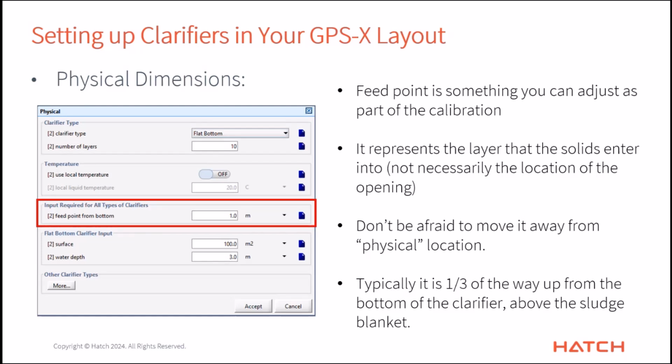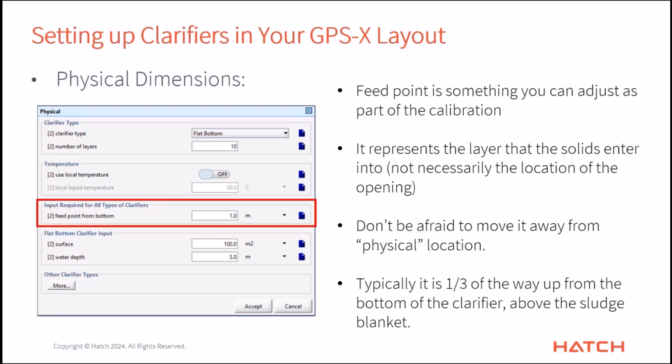So that works most of the time, but don't be afraid to move it away from the physical location. Particularly, we don't want to have it in the top layer or the bottom layer, even if that's what it's like in reality. What you're really looking at is not so much where the physical opening is, but where the solids are injected. If they come in and then settle down, or they have some sort of short circuiting or movement that allows them to be in a layer that's a little bit down or above where the physical opening is, that's the layer that you want to shoot for.